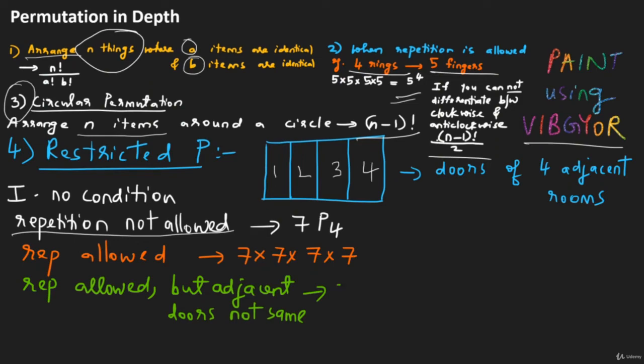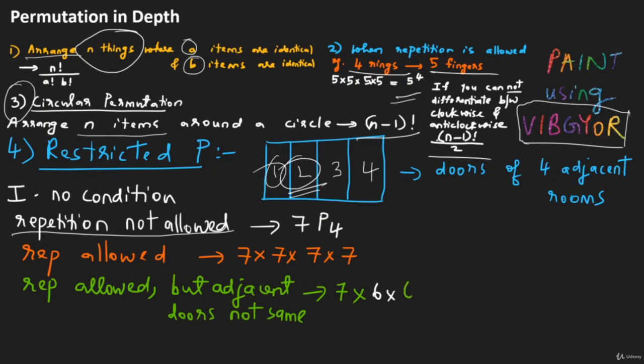The first door over here can be painted in 7 ways, right? Because you can use any color from VIBGYOR to paint this door. Now the second door can be only painted in 6 ways, right? Because you cannot use the color that you already used in the first door. Now what about the third door? The third door also can be painted in 6 ways, because the only color that it should not be used for painting the third door is the color used to paint the second door.